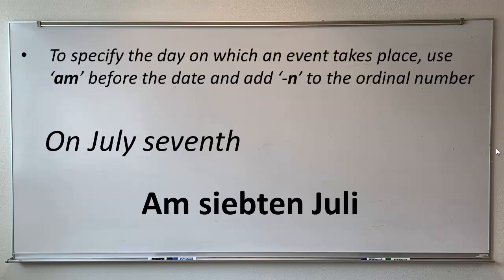If you want to specify the day on which an event takes place, use the am before the date and add an n to the ordinal number. So if I want to say, for example, on July 7th, start with your am, and remember siebte, we add the n, and then the month, and that's it. So am 7. Juli, on the July the 7th.